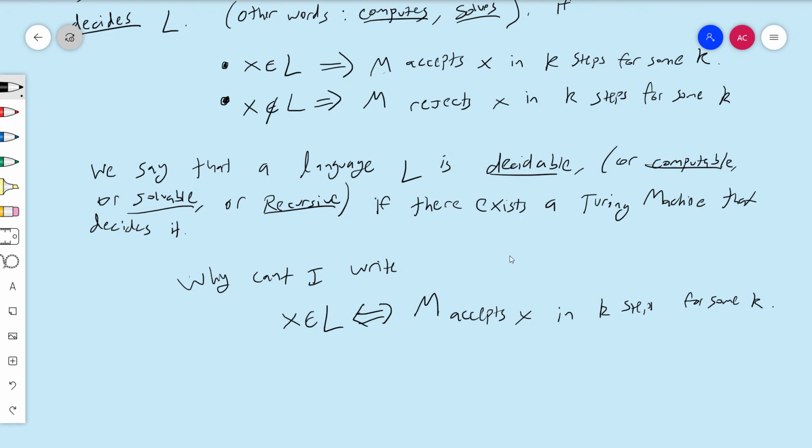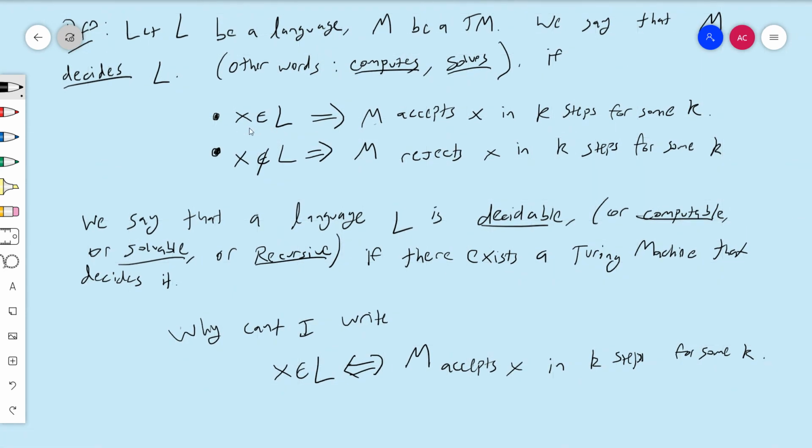In fact, I don't want to tell you the answer. This should be something that you should be able to figure out. I'll tell you in the next video what the answer is. Why does the definition of deciding a language have to involve two different points, where x is in L means M accepts, and where x is not in L means M rejects? Why isn't this good enough? Why can't I just make it a two-way street with the positive, where x is in L means M accepts? Think about that.